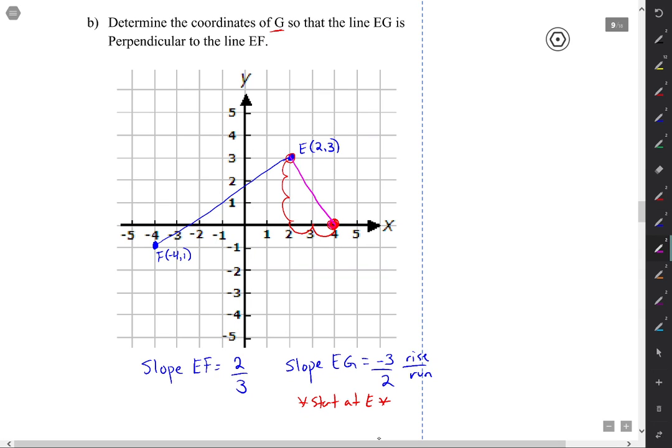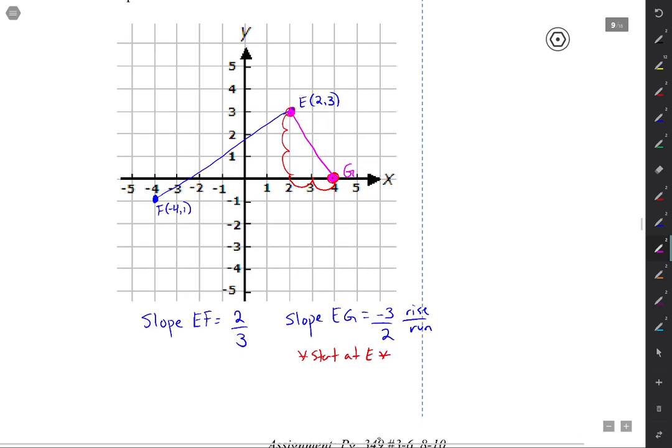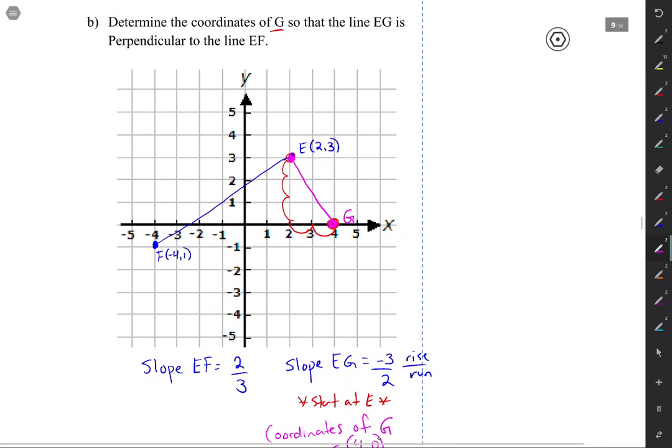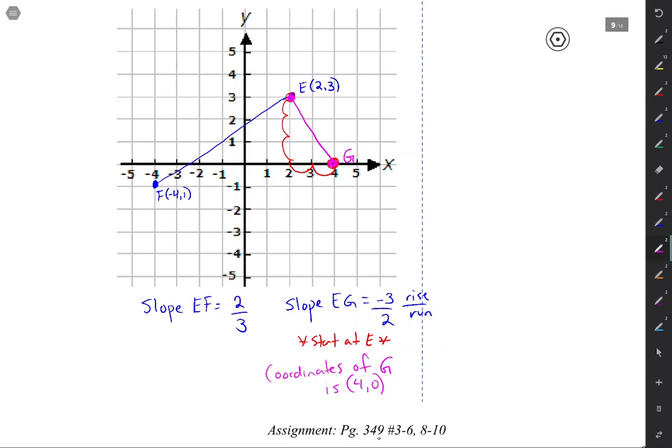This line segment is perpendicular to EF, so we can label this new point as G. I'm just going to put here the coordinates of G is 4, 0. So that is a point on our graph that is perpendicular. Now these two lines are perpendicular to each other. We know that because the slope of the pink line segment is negative 3 over 2, and the slope of the dark blue line segment is 2 over 3. So they're negative reciprocals of each other.